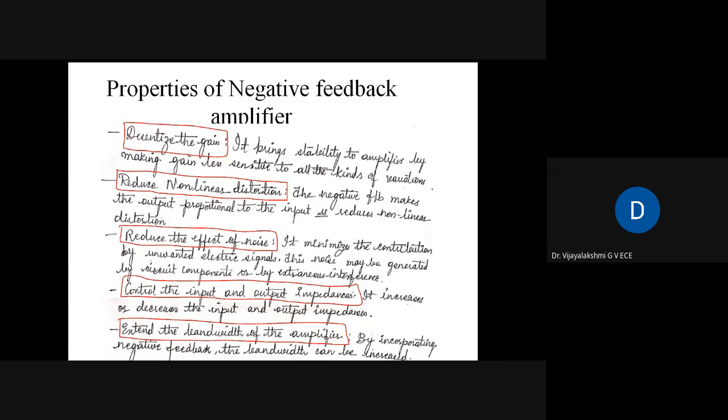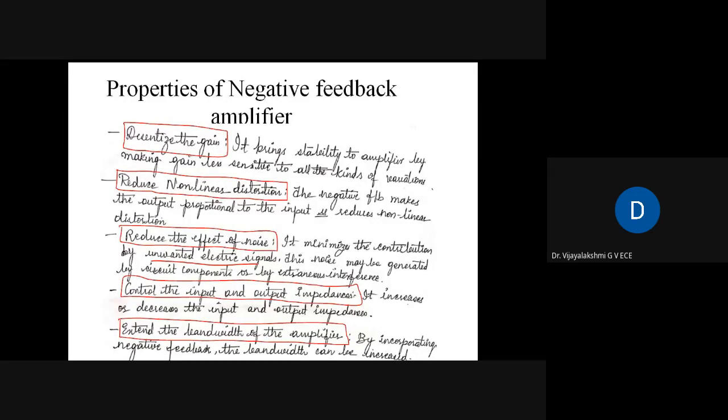So with negative feedback, you can try to reduce the effect of noise. Actually, you cannot nullify it, because there is always the presence of noise. You cannot make it zero. But what we can do is try to reduce the effect of noise. Next, we want our amplifier to have high input impedance and low output impedance.